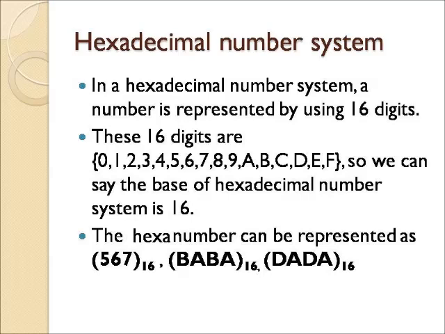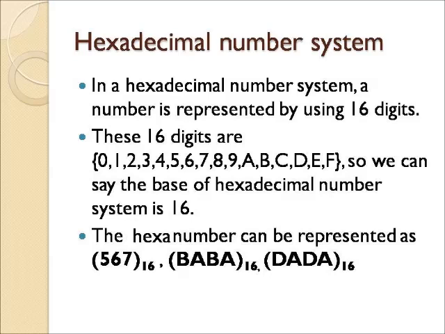Very interesting to see that BA, which of course you are going to read as Baba, is an octal number, and DA, Dada, that is based on the hexadecimal number system. So these are hexadecimal numbers: 5, 6, 7 to the base 16, BA to the base 16, DA to the base 16. All these are hexadecimal numbers.